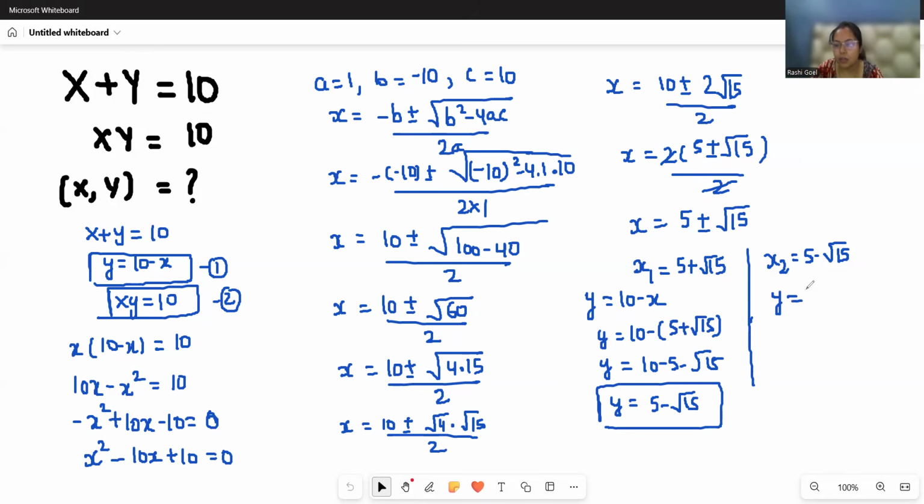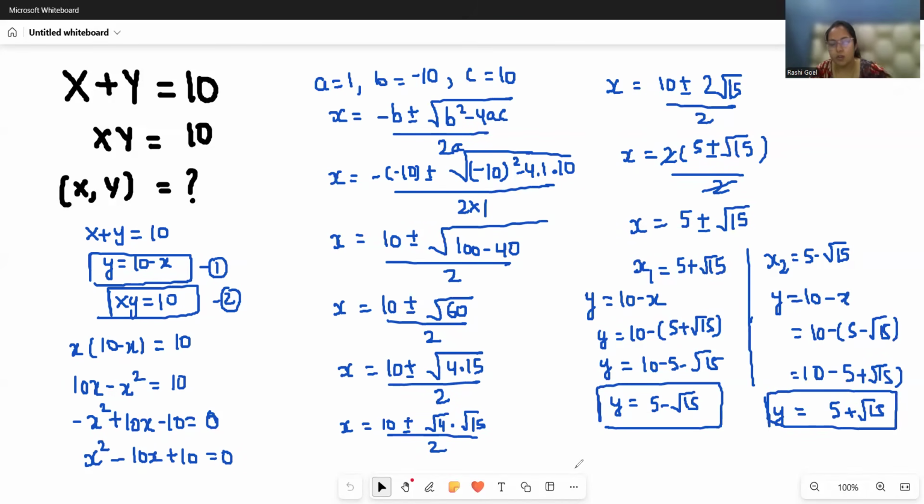So here again y is equal to 10 minus x. So it's 10 minus 5 minus root 15. So it's equal to 10 minus 5, minus minus is plus root 15. So it becomes 5 plus root 15. So this is the value of y.